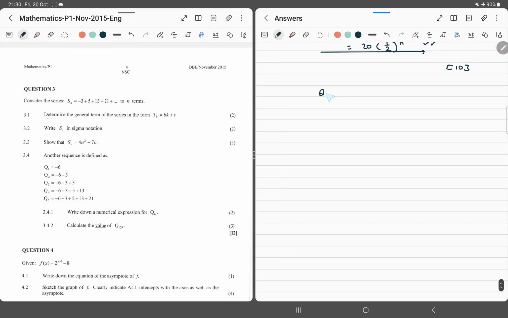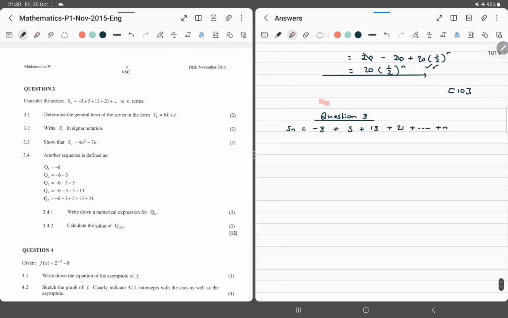Okay, I've got a lot of space here, but for you, you have to be in the new question. Now, we're told to consider this series. Sn is basically minus 3 plus 5 plus 13 plus 21, and it goes on to the nth term. Okay, great. So this is a series. So let's explore this series.